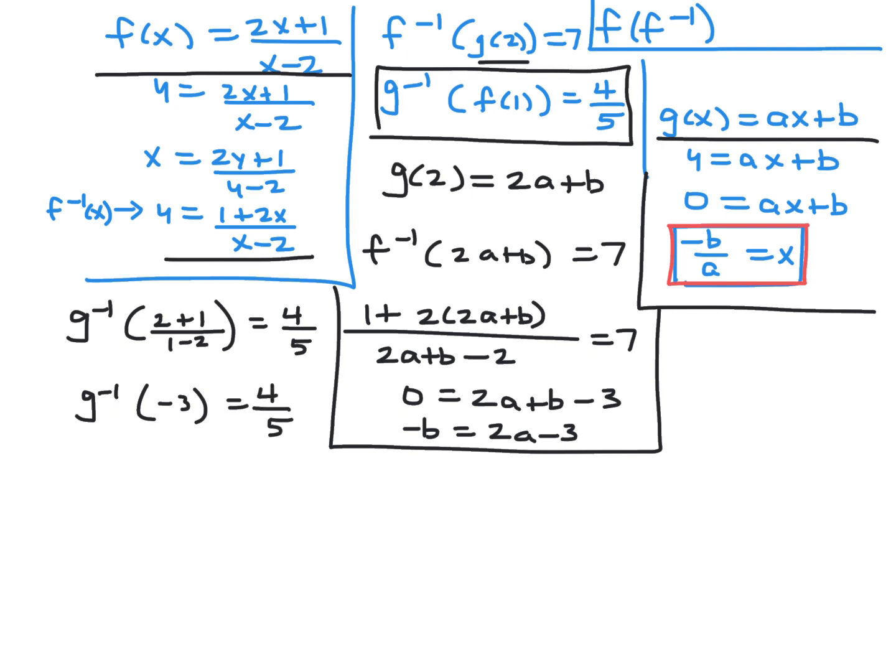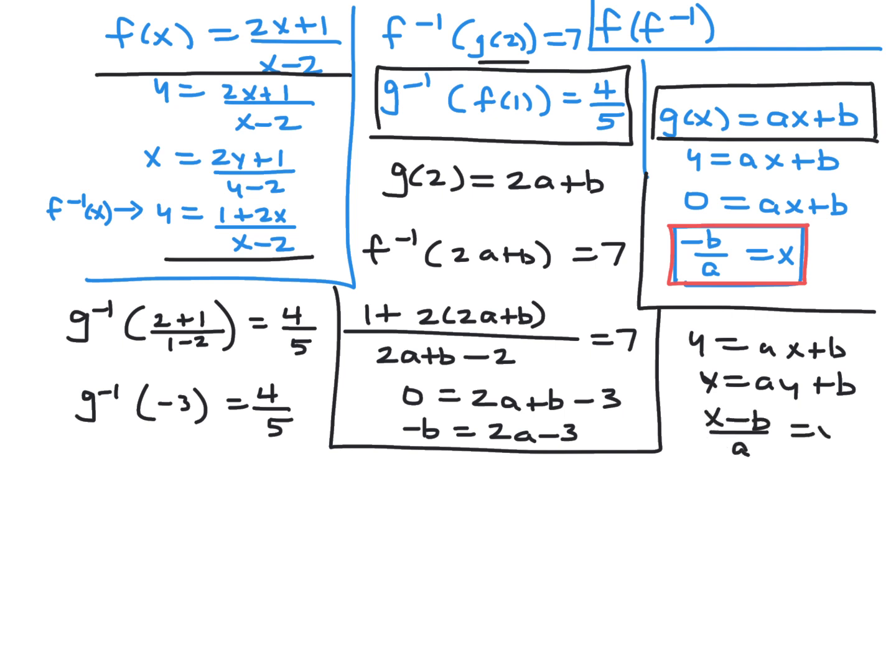Then we've got to get the inverse function. Okay, inverse function. Now the inverse function from this guy, if y = ax + b, then you flip it, so x = ay + b, so x - b = ay, so (x - b)/a would be y. So that would be the inverse function, g inverse. So you put in negative 3, it would be (-3 - b)/a is equal to 4/5. Then if you cross multiply, you get 4a = -15 - 5b.